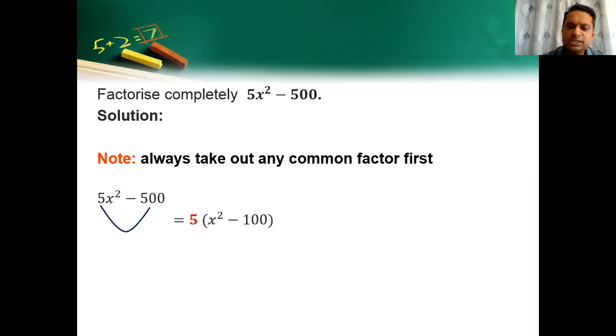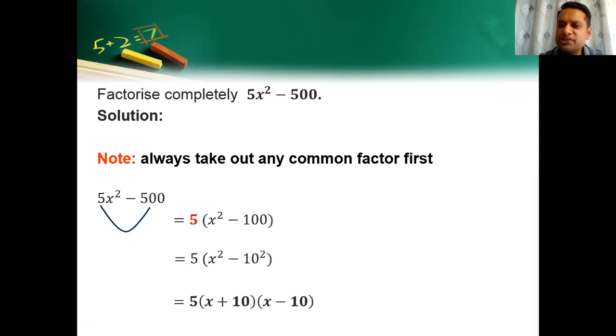You can check it. 5 times x squared is 5x squared. 5 times 100 is 500. Therefore, this is also factorization, but you are told to factorize completely. So, x squared minus 100 can be written in the form x squared minus 10 squared. Now, x squared minus 10 squared is in the form of (a plus b) times (a minus b). Therefore, the final answer is 5 times (x plus 10) times (x minus 10).